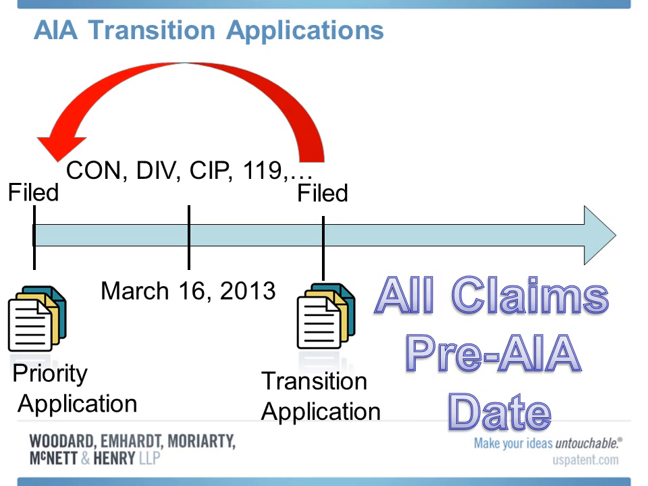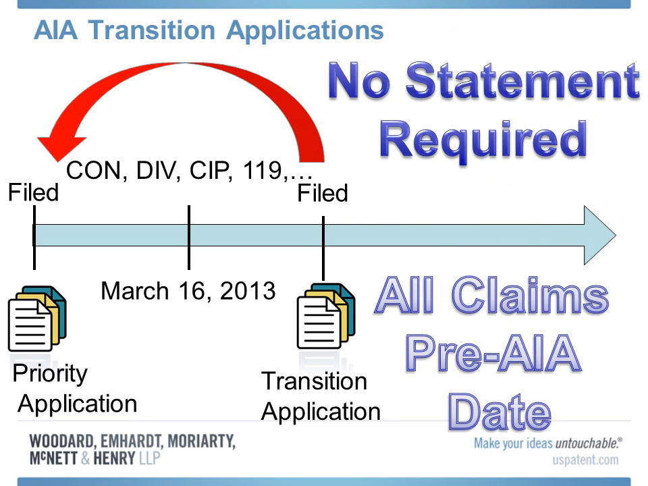This is a transition application because it's claiming priority before March 16, 2013. Let's say it's a con. All claims are supported by the pre-AIA. They're all just supported by their earlier applications. This is not like a CIP in any way, shape, or form. You don't need to file a statement, right? There's no need to check the box. All right, let's do another example.